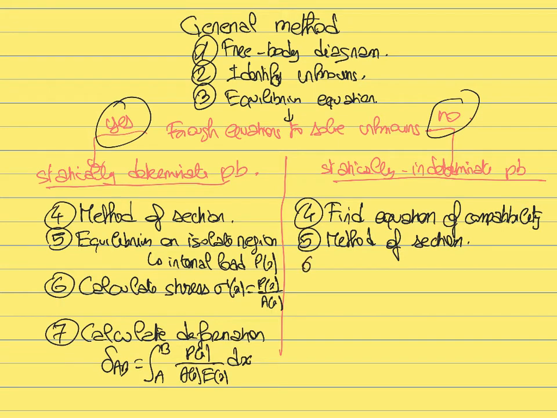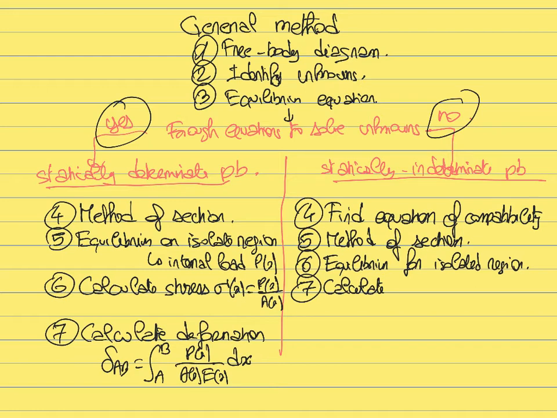We will see an example later, but we will need to use the method of section as step 5. Step 6 will be again to write the condition of equilibrium for the isolated region. So that's going to be step 6. Step 7: now we will need to calculate the deformation in terms of the load.